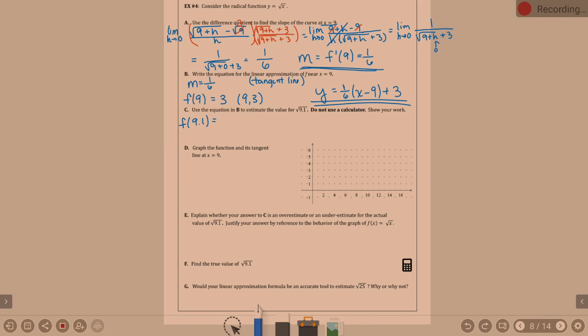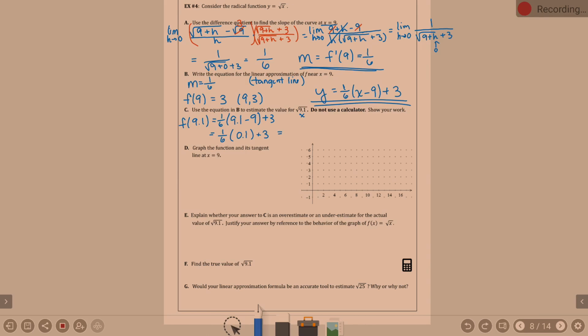And it's because our original equation was square root of x, we're trying to find square root of 9.1. So our x is 9.1. So what do we have here? 1/6 times 9.1 minus 9 plus 3. Well, 9.1 minus 9 is 0.1, yes?